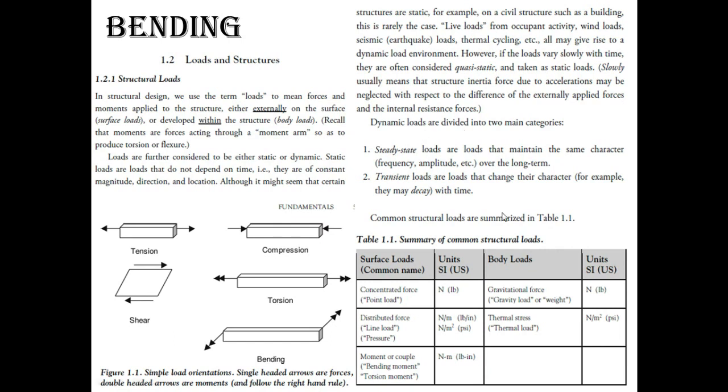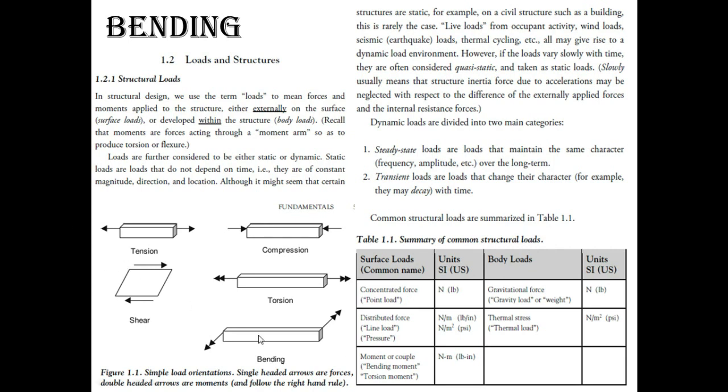Dynamic loads are loads that maintain the same character, the same frequency, over the long term, which means the frequency and the amplitude. The frequency unit is the number of cycles acting per second, and it is not changing. By amplitude I mean the crest and trough magnitude remains the same over the long term. But transient loads are changing loads, which means they can either decay or expand with time, so they will not be uniform. The load, the frequency and the amplitude will not be uniform. The load will be a function of time.